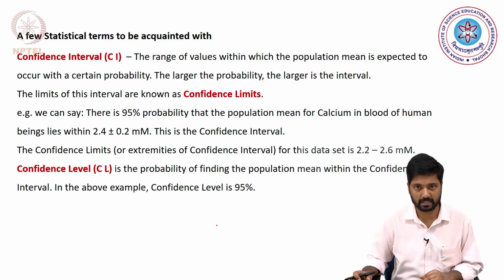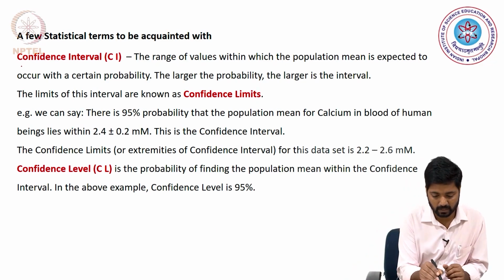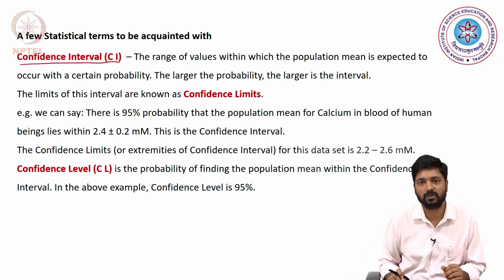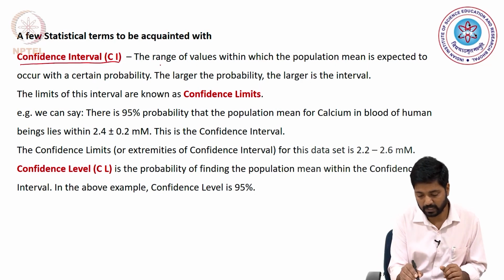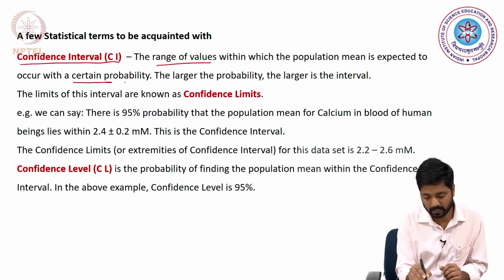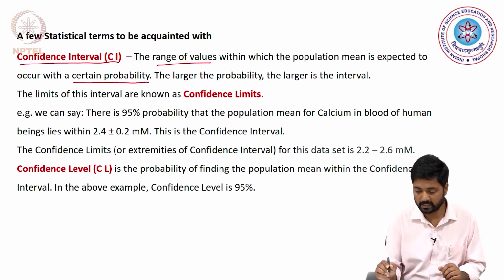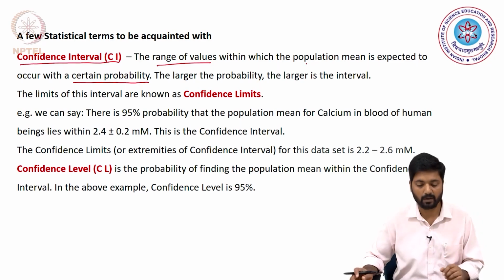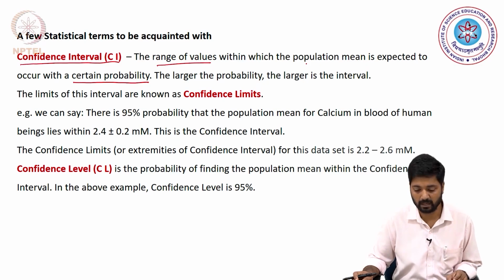Now, a few statistical terms that we will be dealing with and which we would want to get acquainted with are the confidence interval. The confidence interval is the range of values within which the population mean is expected to occur with a certain probability. So, it is the probability of the population mean occurring within a range of values, and this range of values is what we call the confidence interval.